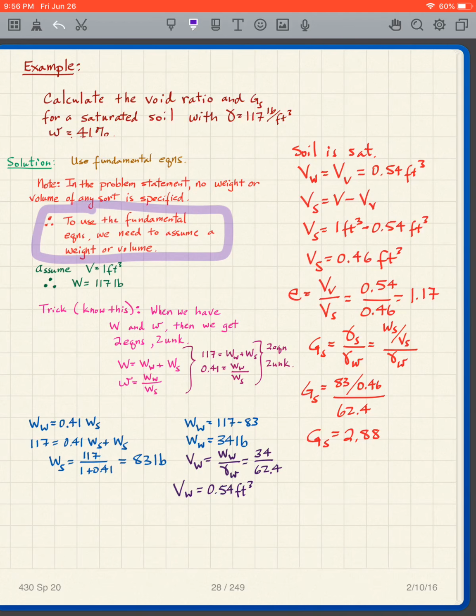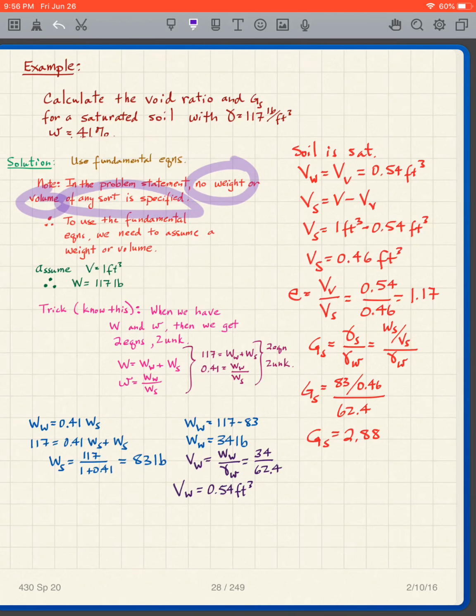Now, you have to be careful in assuming a weight or a volume in any of these problems, because you have to make sure that no weight or volume of any sort is specified. If any weight or any volume is specified in the problem, you cannot make an assumption of what the weight or volume is. But in this case, no weight or volume is given, so I can make an assumption. I'm going to assume that we have 1 cubic foot. So I assume a volume. I can only assume one thing here.